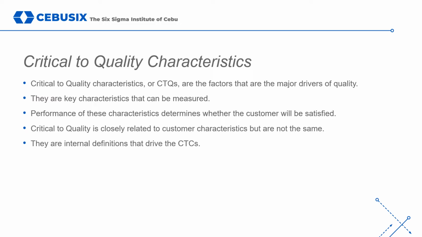A chocolate company conducts a survey to find out why sales of its newest product haven't performed as expected. The feedback suggests that the chocolate is too sweet. The taste and sweetness of the chocolate is a critical to customer characteristic. The company might tweak its formula, reducing the amount of sugar that goes into the chocolate. The recipe and the amount of sugar is a critical to quality factor in this case.